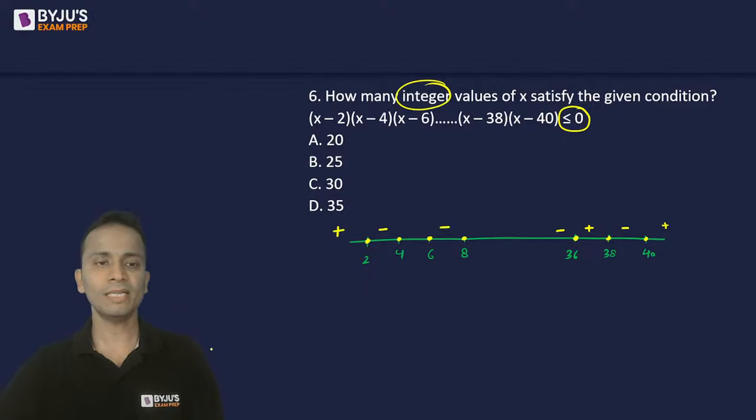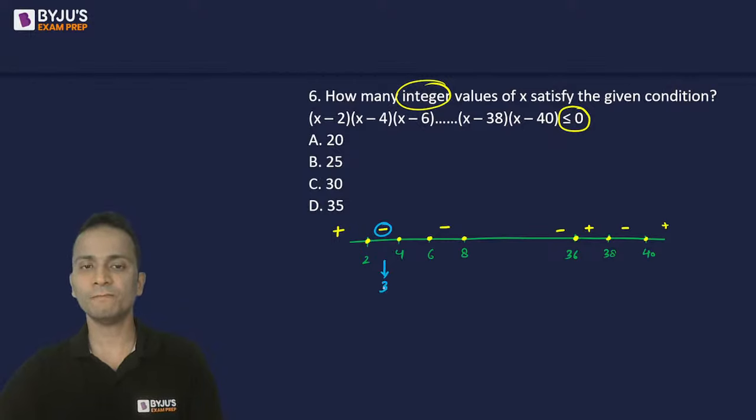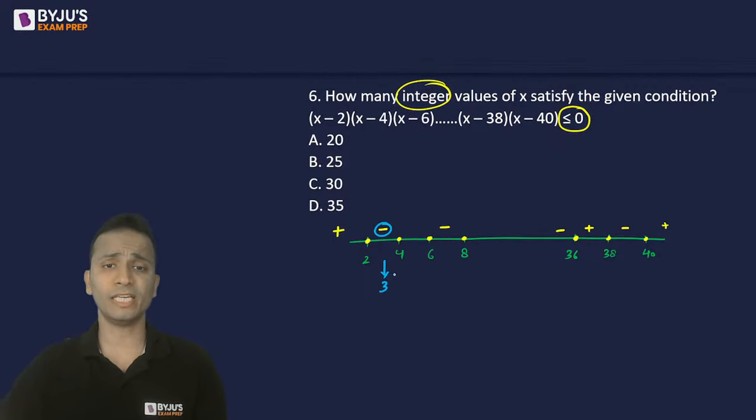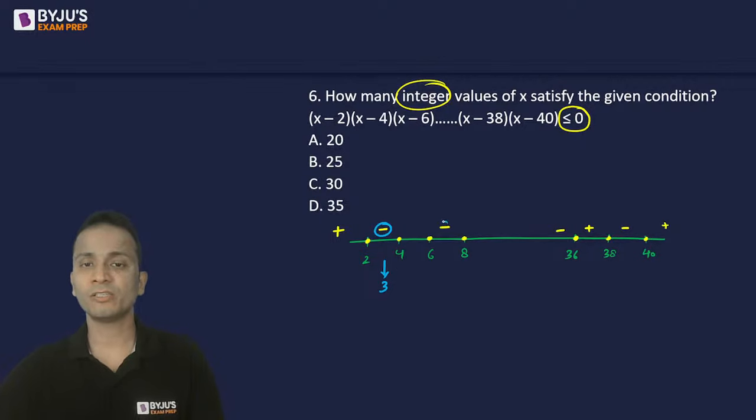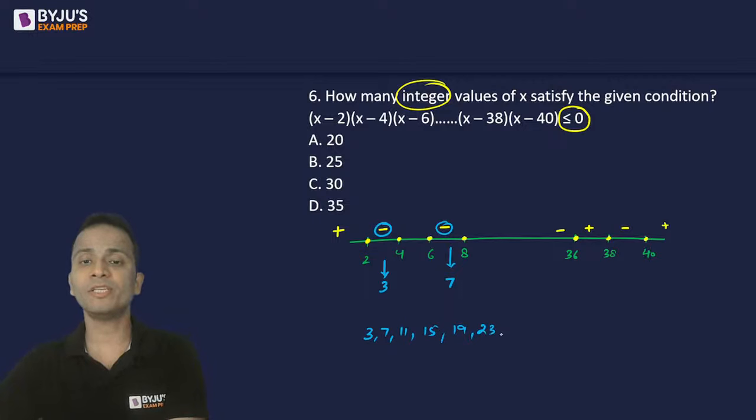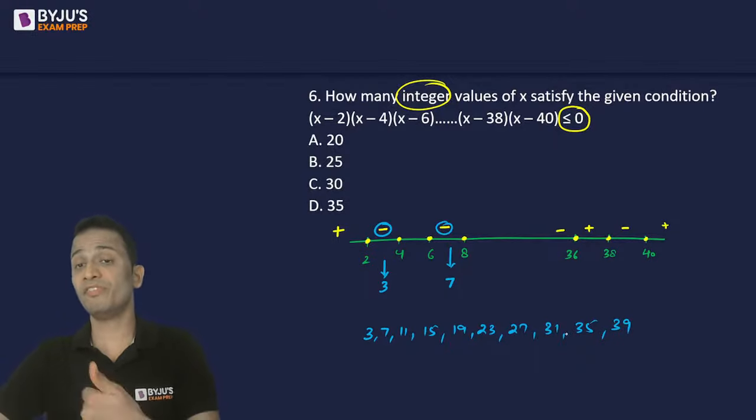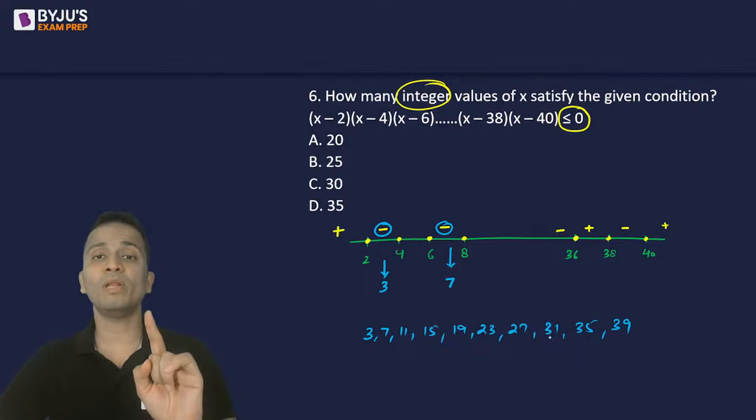Now look at this region. Between 2 and 4, there is a value which is 3, which will give me a negative value for the expression. Then in this region, there is a value 7 that will give me a negative value. Then the next value will be 11. So 3, 7, 11, 15, 19 at a gap of 4, 23, 27, 31, 35, and 39. So these will be the additional values where the value of the expression will be negative.